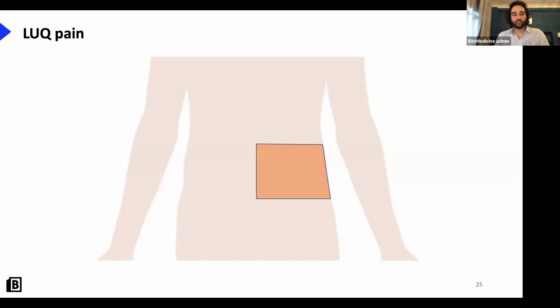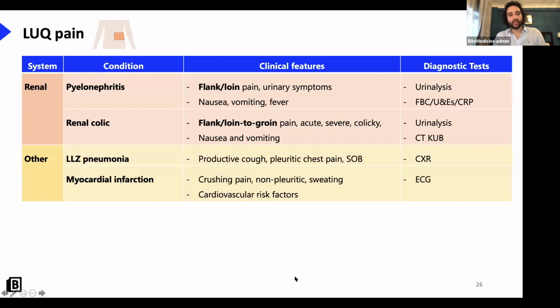I know this is a bit of a whistle-stop tour, but let's move now on to left upper quadrant pain. The good thing is that we've already covered a few of these causes. We have two kidneys, of course, and that's why we can also lump pyelonephritis and renal colic back into that left upper quadrant. That's less lumbarish pain, so pain in the lumbar region. Once again, left lower zone pneumonia might cause that left upper quadrant pain. So look for things like productive cough, pleuritic chest pain, shortness of breath, those types of things, and get a chest x-ray if you think this is actually a lower lobe or lower zone pneumonia.